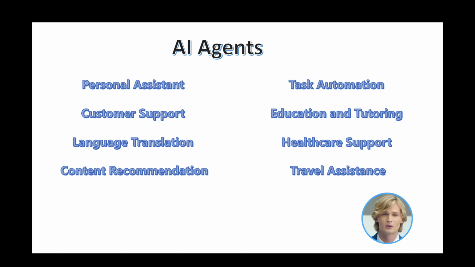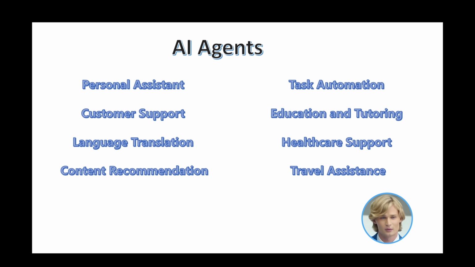AI agents can automate repetitive tasks, such as data entry, email responses, or social media posting, freeing up human resources for more complex and creative endeavors. 6. Education and tutoring. The AI agent can act as a virtual tutor, providing explanations, answering questions, and offering guidance in various subjects or skills.